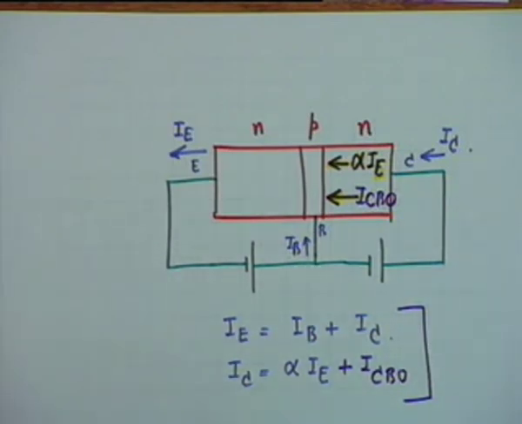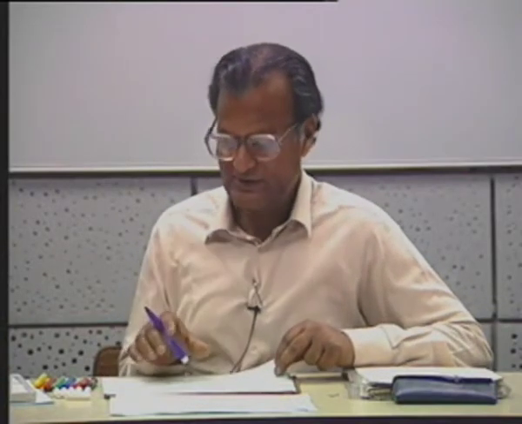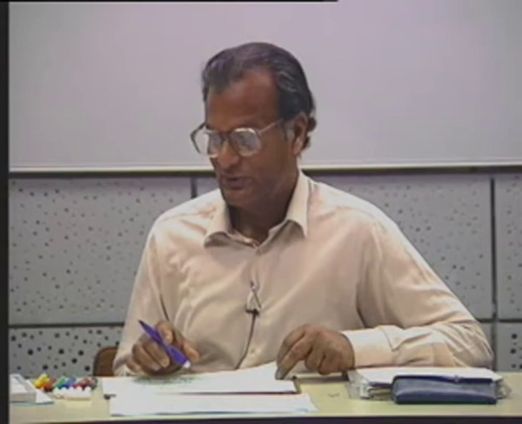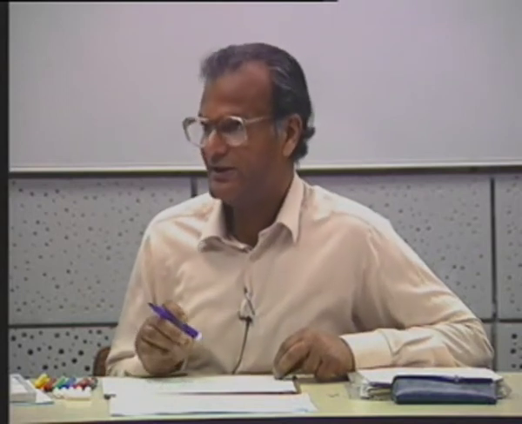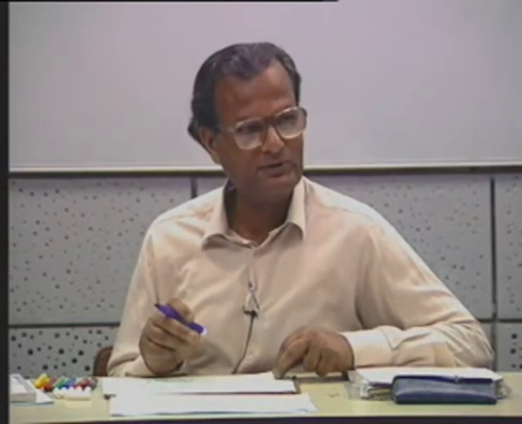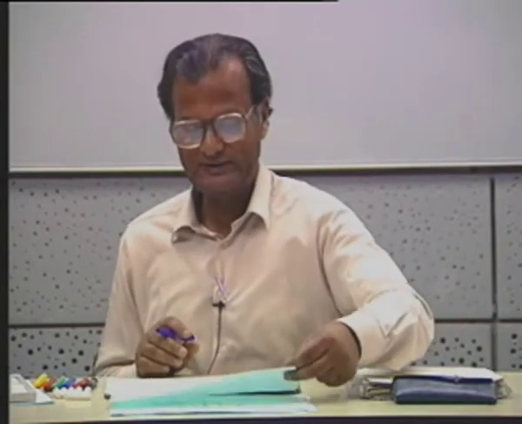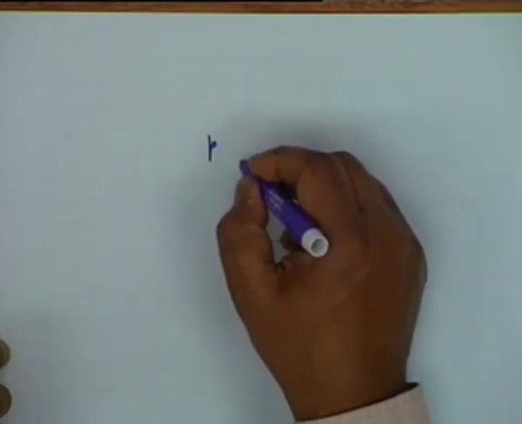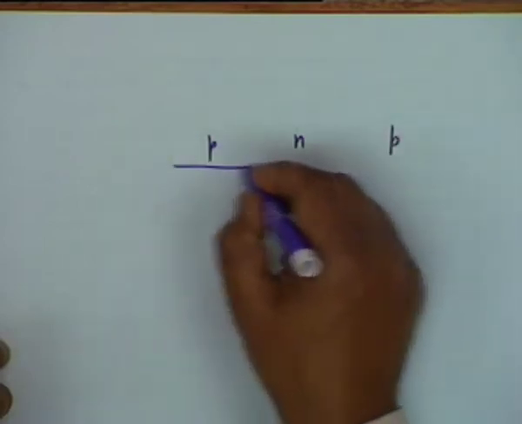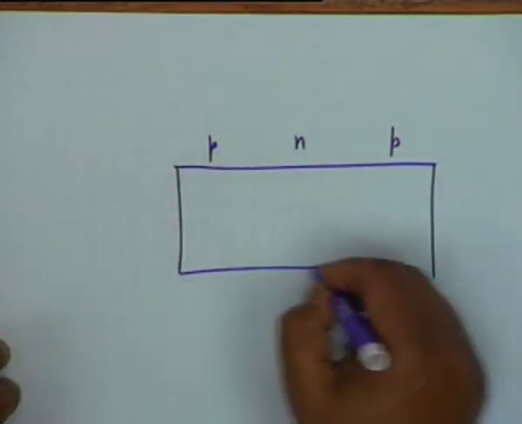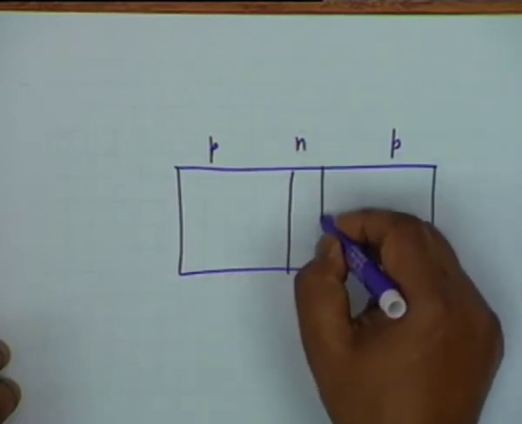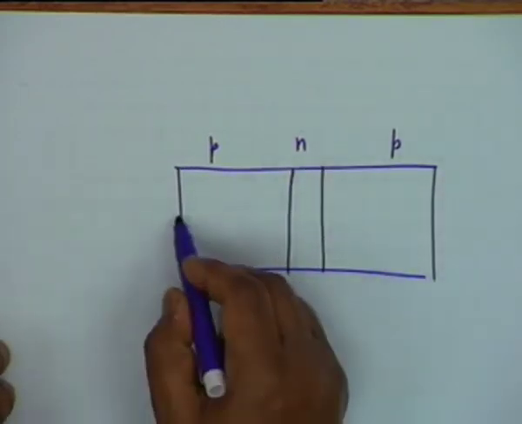All right, the directions. I'm coming to that. The directions have to be done carefully. That's why I first took the complicated case where the direction of the current and the direction of the majority carrier flow are opposite to each other. In a PNP it's much simpler. In a PNP transistor it is much easier to see what is happening.